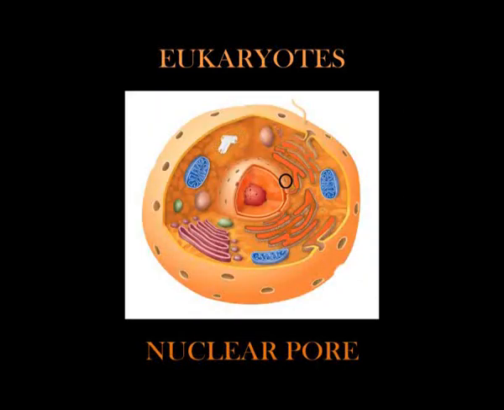Nuclear pore. In a typical mammalian cell, nearly all traffic between the nucleus and cytoplasm passes through approximately 3,000 channels, called the nuclear pore complexes, that bridge the inner and outer nuclear membranes.